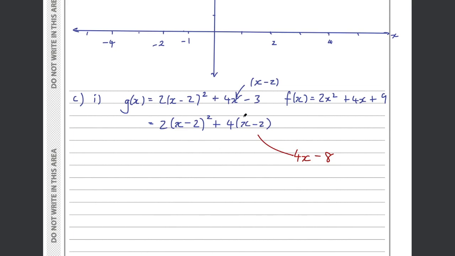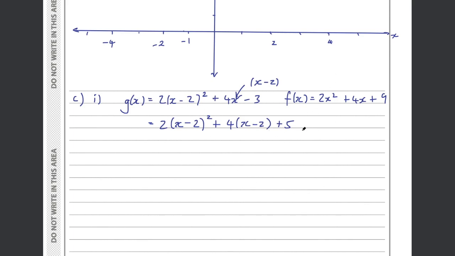So what can I do to counteract that negative 8? Well, I could add 8 to this expression. So negative 3 plus 8 would be plus 5. Okay, so now these two expressions are equivalent, and I have that input of x take 2.